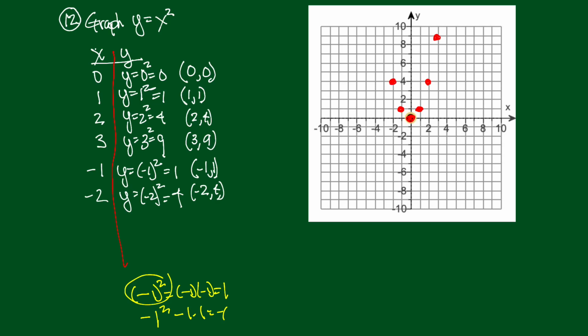I'll do one more. Negative 3. So y is equal to negative 3 squared, which is 9. So you get negative 3 and 9. So 3 to the left, 9 up. So start the origin. 3 to the left, 9 up. That's going to put us over here. Did I get that right? Negative 3 to the left 3.